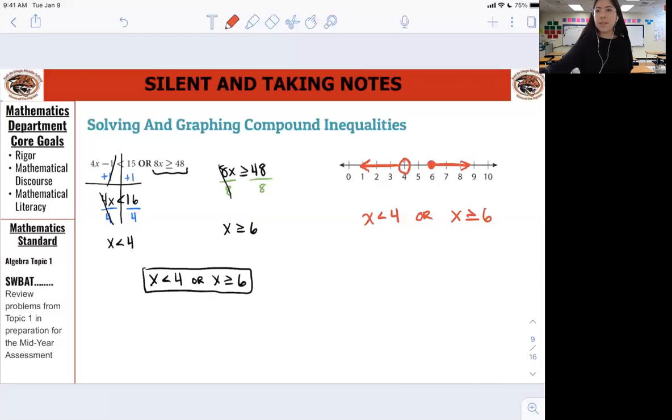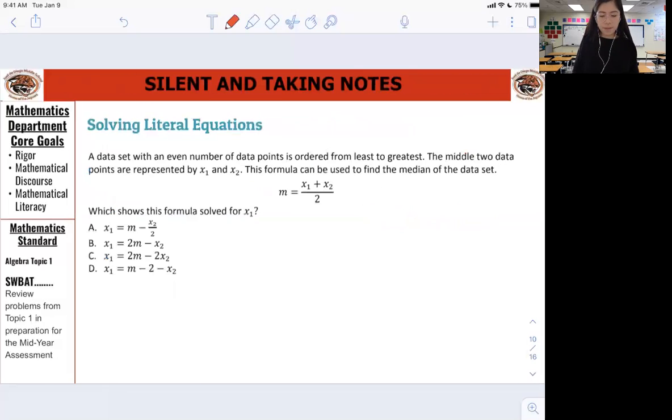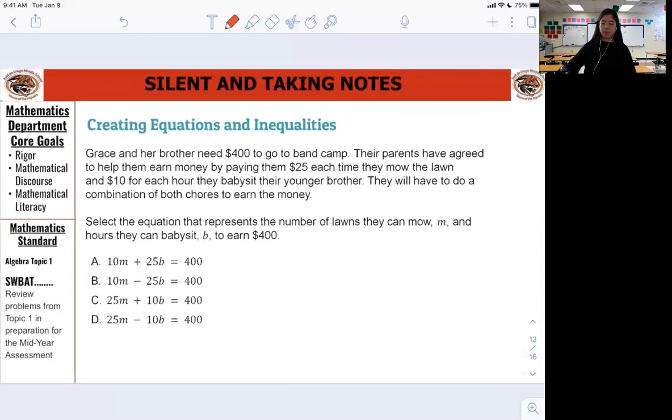Alrighty. So the last few minutes, we have about 15 minutes left. We have literal equations. And here's the deal, guys. On the mid-year assessment, I already saw it. The mid-year assessment only has one problem that has literal equations in it. On the other hand, there's about 3 or 4 problems that have word problems in it.